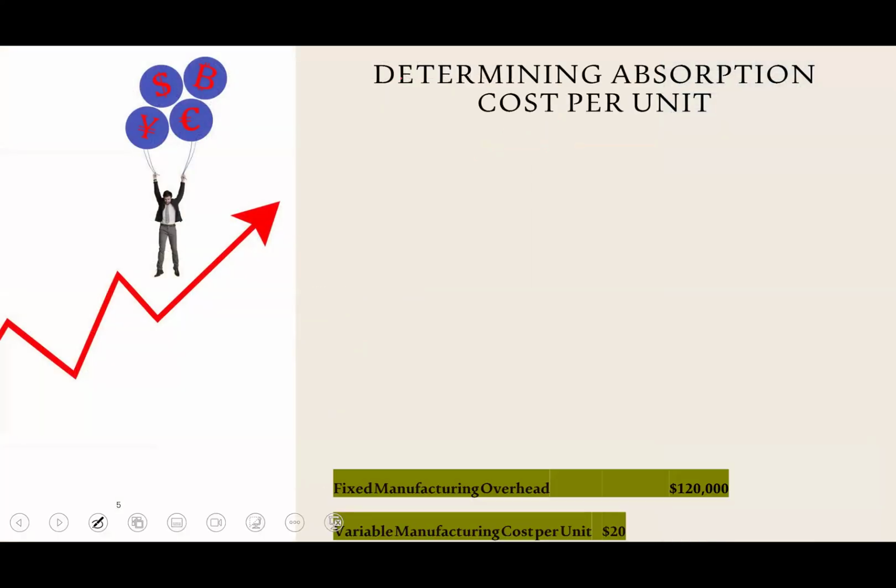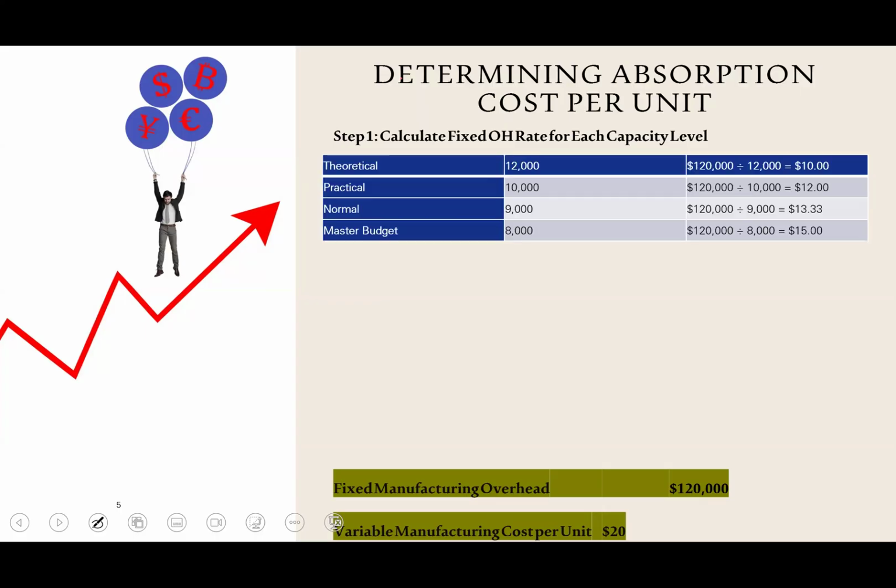So I just copied the 2 numbers that I'm going to require. The 2 types of costs I was given on the previous slide were manufacturing overhead, $120,000, and variable manufacturing cost, $20 per unit. Now, the first thing we do is calculate the budgeted overhead rate. Remember, I have to spread my fixed cost over all the units. What am I going to do? I am going to take my fixed cost and divide by each of the 4 capacities I was given.